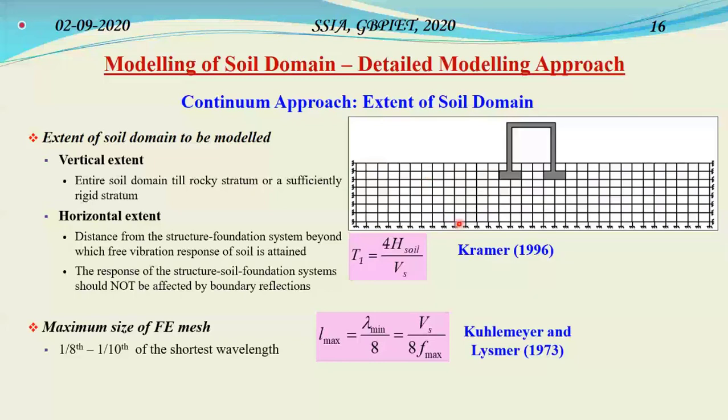So Lysmer and Kuhlemeyer suggest that the maximum size of finite element should be 1/8 to 1/10 of the shortest wavelength. The shortest wavelength is again related to the wave of maximum frequency passing through this medium. So the maximum size of the finite element mesh should be in relation to the maximum frequency of the wave passing through this medium, or the maximum frequency content of the seismic wave used as input.